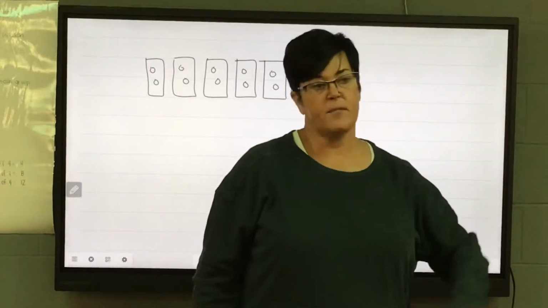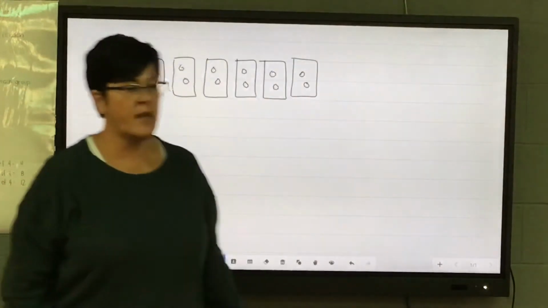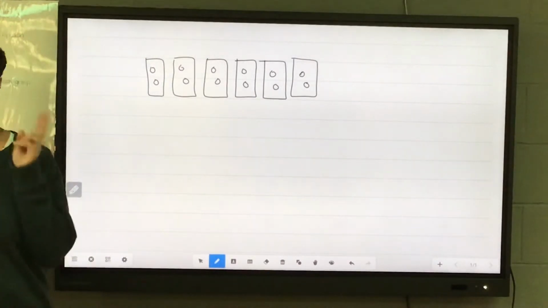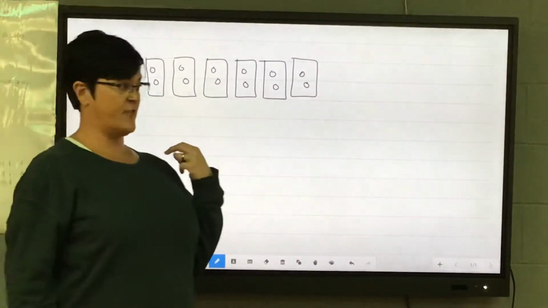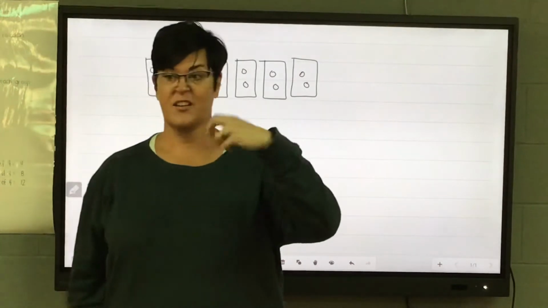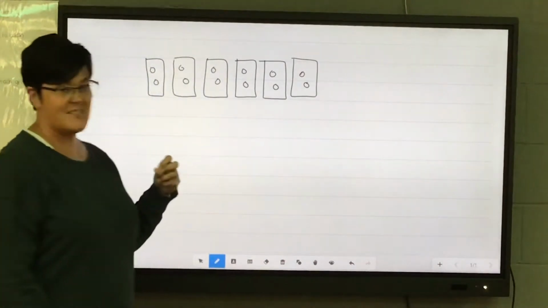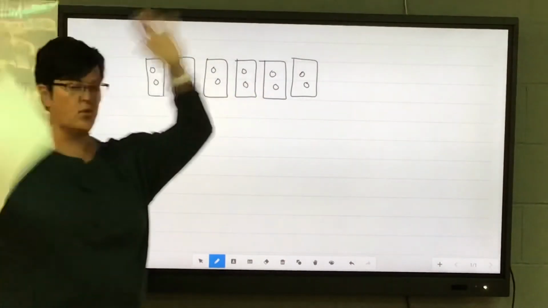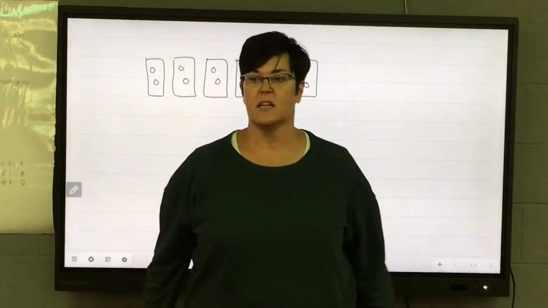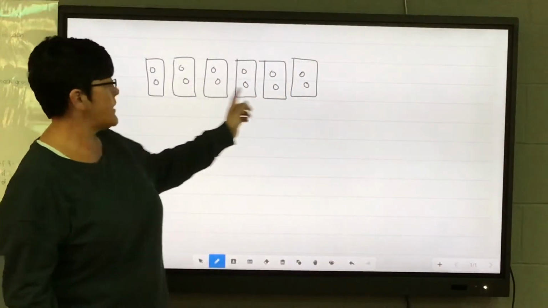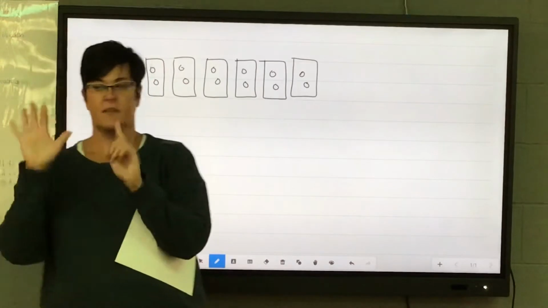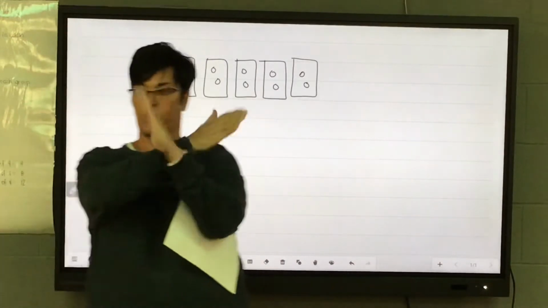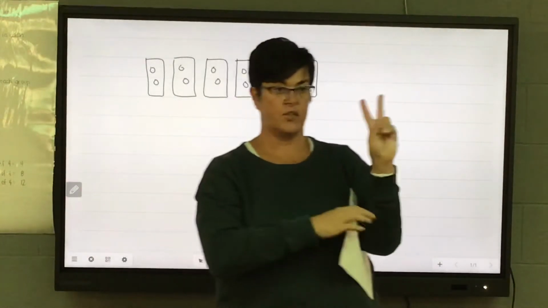I don't know about you, but I'm sure thankful that I can skip count by what number here? 2. 2s. That's easy for me. Is that easy for you? Yes. So let's do our, oh, hold on. Mrs. Loafing's getting in a hurry. How many equal groups do we have? 6. 6 groups of 2.